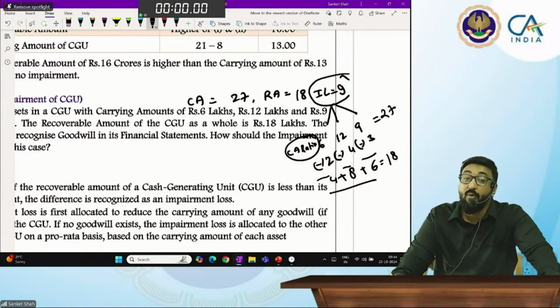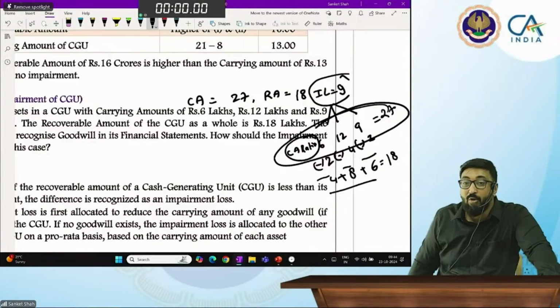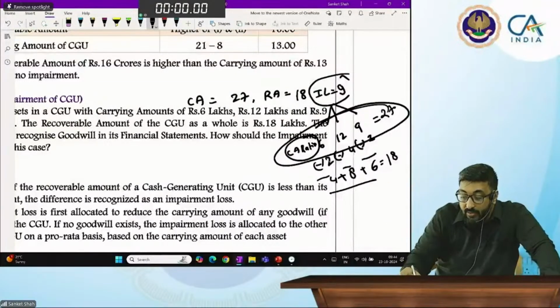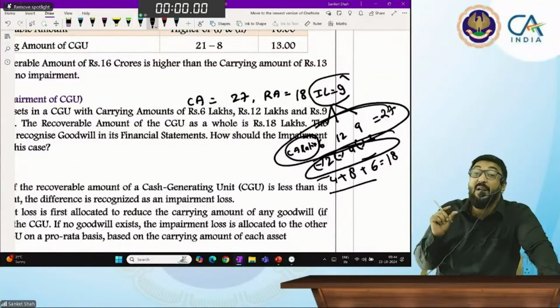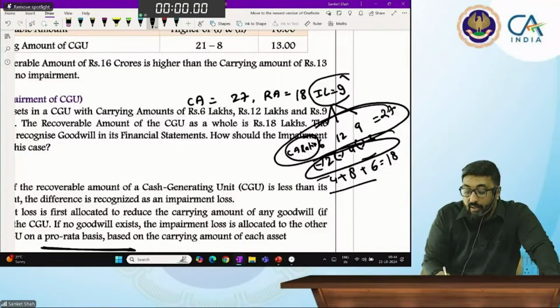So you have to divide this over their carrying amount. Individually you are not going to calculate. You will calculate for CGU and it will be divided. Dividing it over their carrying amount is called pro rata. Got the concept? Yes, sir. This is called pro rata basis.